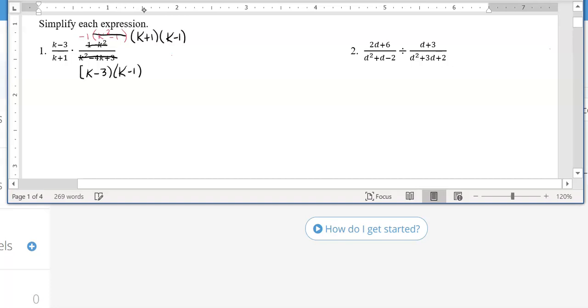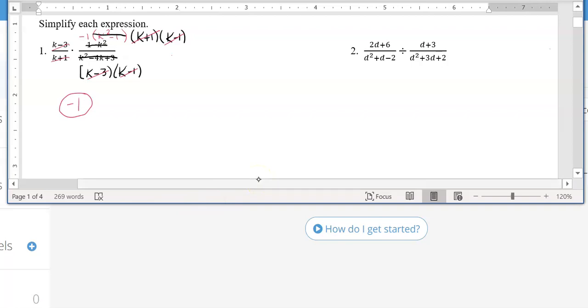So for example, going diagonally, I can cancel these k plus 1s. Going diagonally again, I can cancel these k minus 3s. And vertically within the fraction, I can cancel k minus 1. And so as you can tell, everything canceled except for -1. And so that ends up being my answer for this first problem.